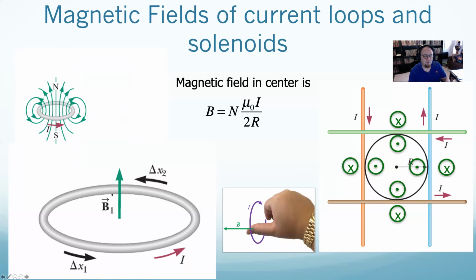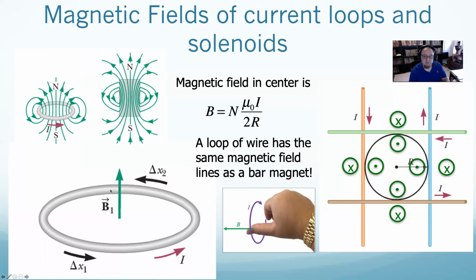But what happens if you have a loop of wire or multiple loops of wire? You'll get the same magnetic field lines as a ball magnet, with the magnetic field going up through the middle and then around the edge. And it ends up that a loop of wire, magnetic field-wise, looks the same as a ball magnet, where a loop of wire once again has a magnetic field of n mu naught I over 2r.